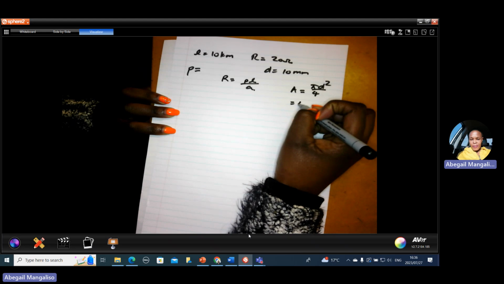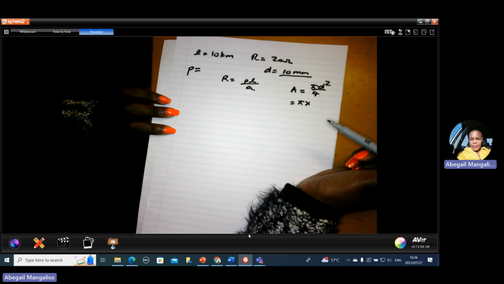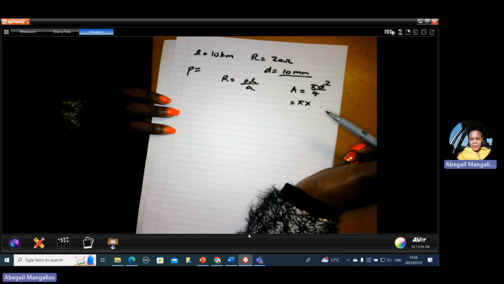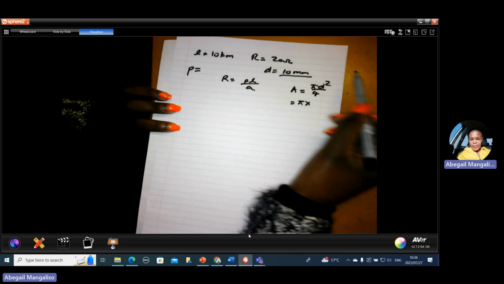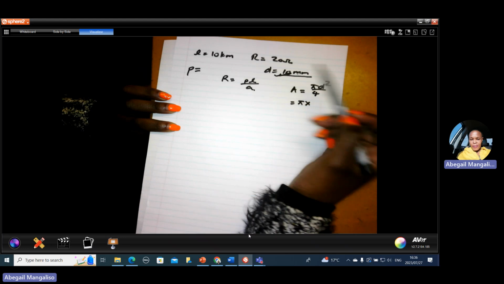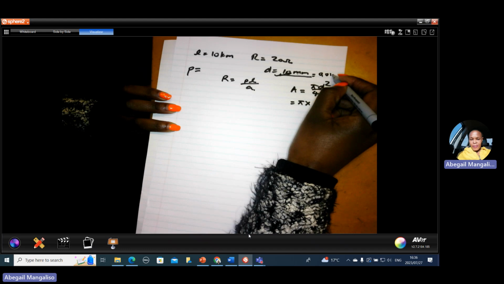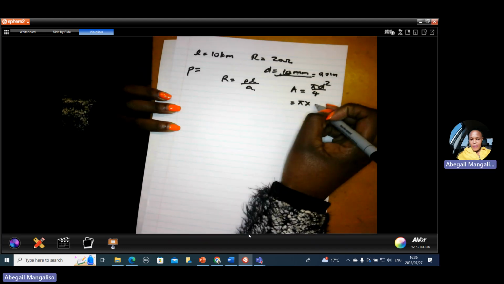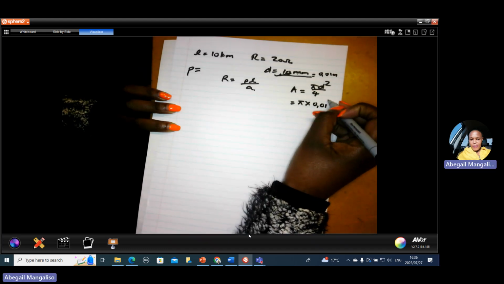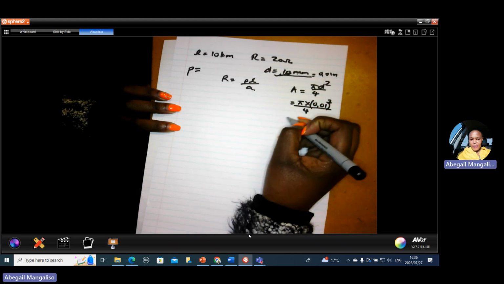And it will be equal to pi multiplied by a diameter, which is not in meters. It must be in meters in order to get the correct SI unit of an area, which is a square meter. So from millimeter to meters, you divide by 1,000. So this will be equal to 0.01 meters. You multiply by 0.01 squared, and this is divided by 4.